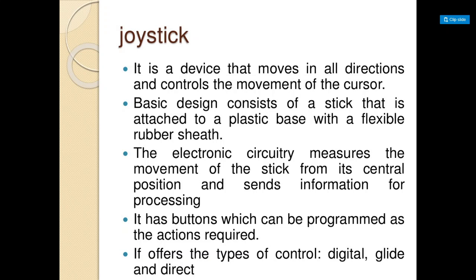And the electronic circuitry measures the movement of the stick from a central position, that is, where it is present at the center and then moved to the right or left. It also has buttons, it's not just a stick, and above it there are buttons also, so you can program it accordingly. Its types of control are digital, glide, and direct. Glide means to move smoothly, digital means digital movements, and direct means in which way the cursor should move.